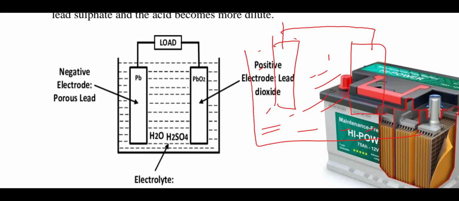Once I connect here and we have the load here, you can name here that I have lead 4 oxide, looking at the oxidation state, which is our positive electrode. Then we have just a metal, which is lead. Why do we take lead at this point? Just a metal.